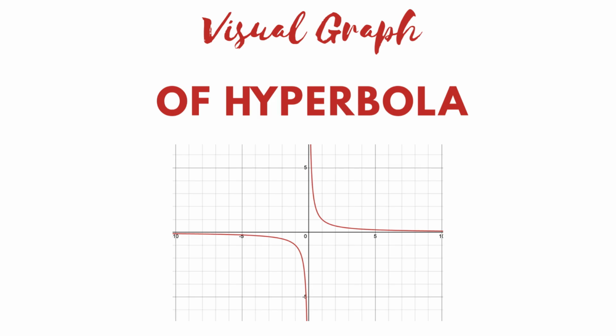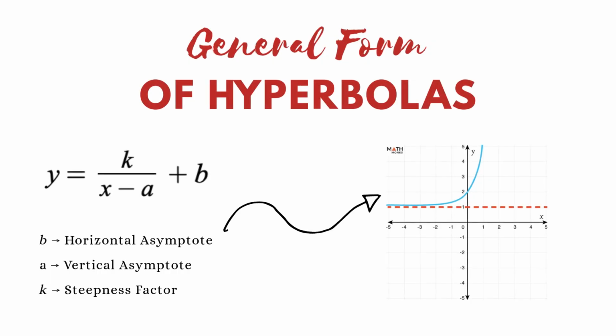It's actually two kind of exponential curves almost. That's what it looks like. So it's quite an interesting graph. And now let's look at how we can generalize it and graph it. Alright, so here's the general form of hyperbolas. y is equal to k divided by x minus a, plus b.